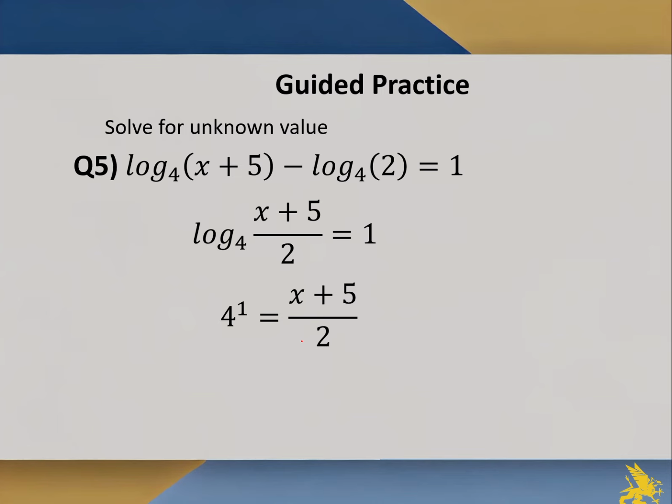We know 4 to the power of 1 is 4. So we are going to times both sides by 2 to get the fraction gone, and it becomes 8 equals x plus 5. And then I take away 5 and I get x equals 3.